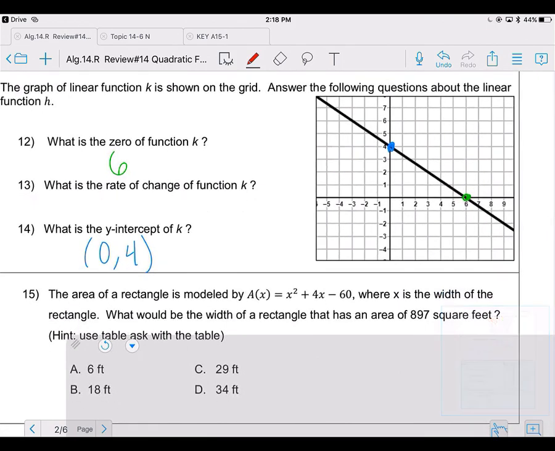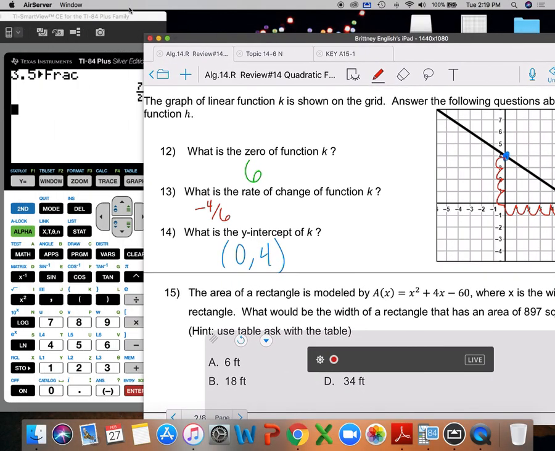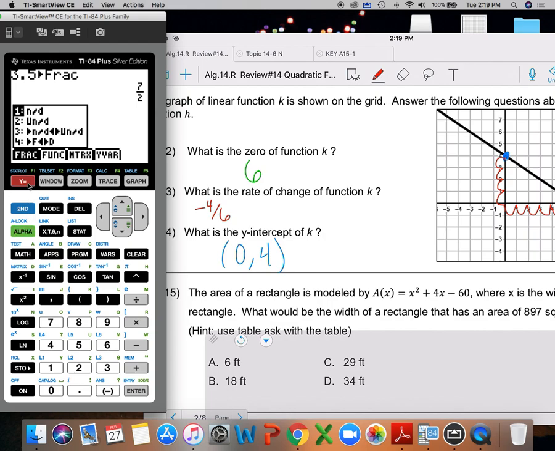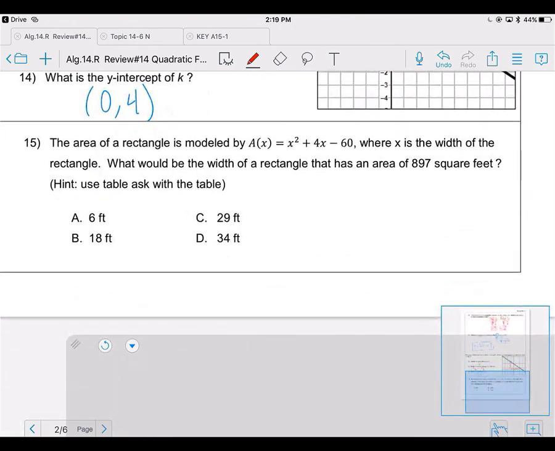And then my rate of change, I count from point to point. So I go down 4 and to the right 6. And I do a quick check in my calculator to make sure that -4/6 can't be reduced. So -4/6. Oh, and it can. So this is the same thing as -2/3. So remember, anytime you have a fraction, you need to reduce it to the smallest thing, but as long as you can count from point to point, then you'll be fine.